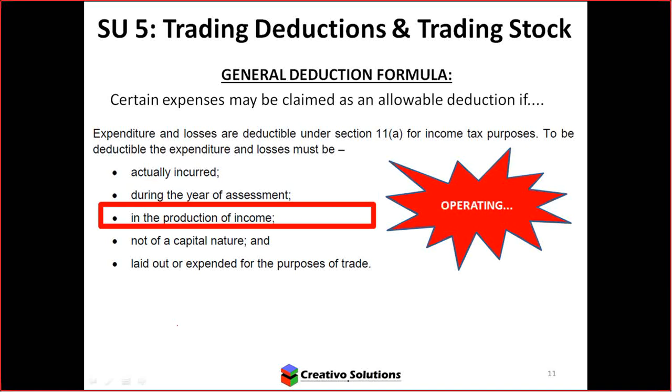Right, production of income. What do you think this relates to? I think it can't be a deduction if you didn't incur it while trying to produce some sort of income. So if you are not operating your business, for it to be a deduction, it must have been within the confines of you trying to make some sort of money.